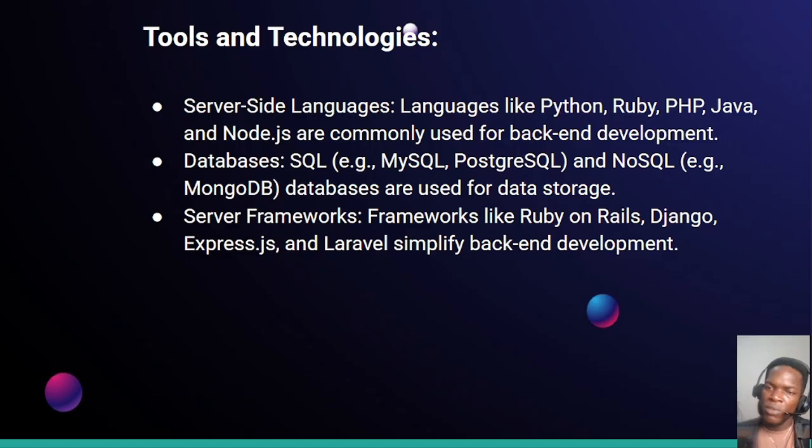So backend development also works with databases. We have SQL databases, and you have NoSQL databases. You also have several server-side frameworks, like Ruby on Rails, Django, Express.js, and Laravel. All are just ways to simplify backend languages. But we're not going to dwell more on this because our main focus is the foundations of web development.